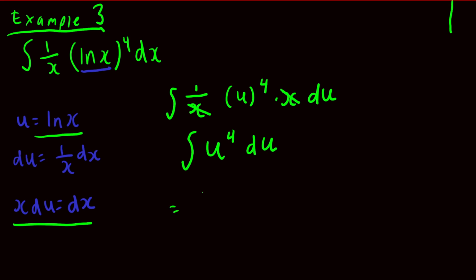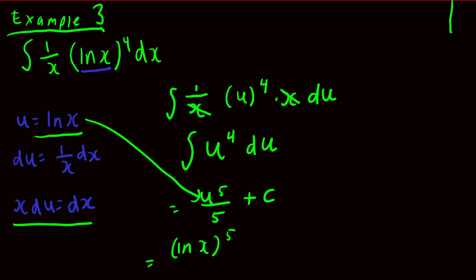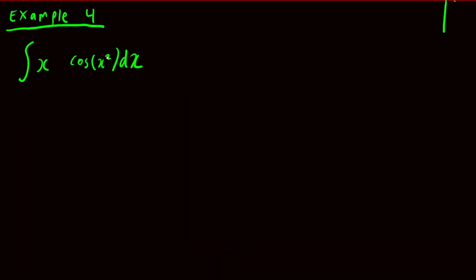So now I get u to the 5th over 5 plus c, and I plug this u back in. So now I get ln x to the 5th over 5 plus c, and there's my answer. Alright, great. Now, example 4.